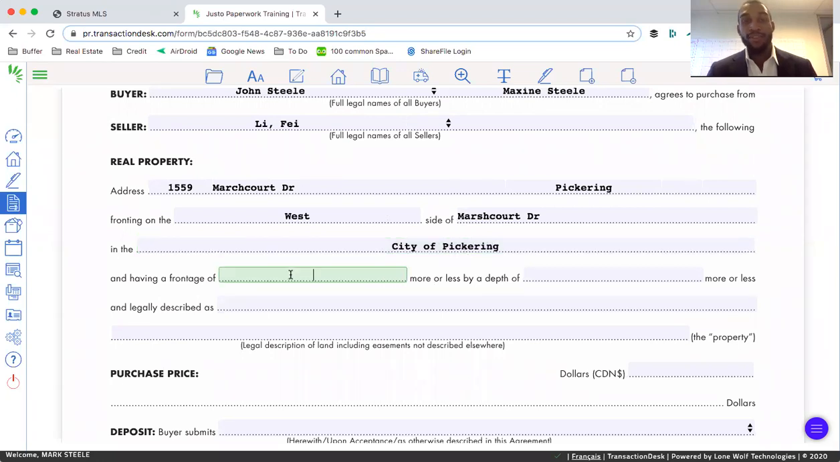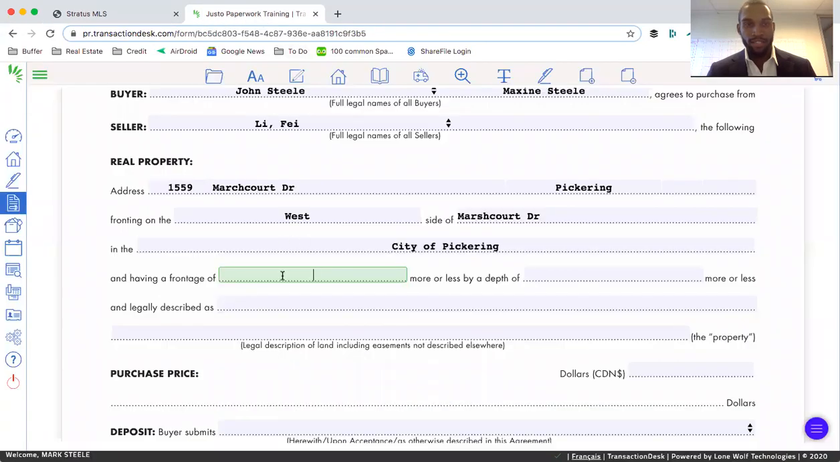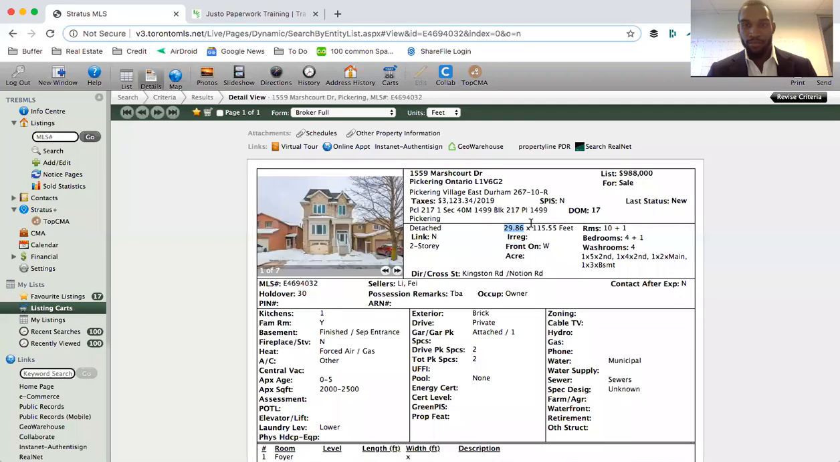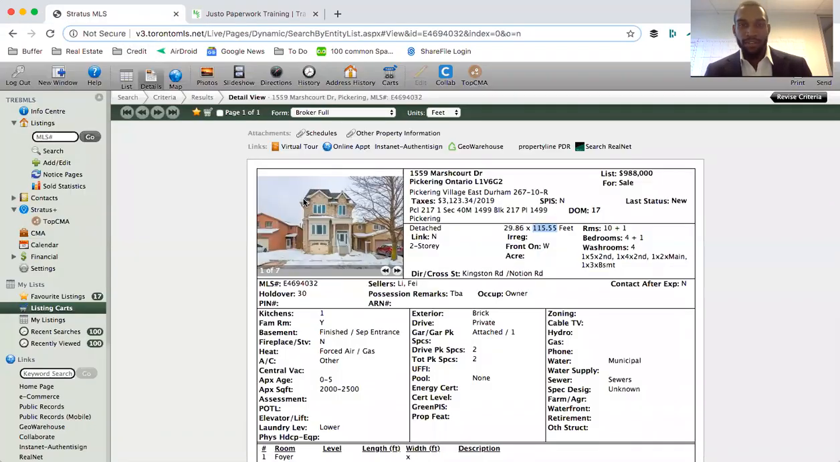When it says having a frontage of, you're going to find that right here. This is going to be your frontage, that first number, and this is going to be your depth. Okay. So frontage is 29.86 feet. And depth is going to be 115.55 feet. And legally described as, that's where they're looking for the legal description. Okay. Mm-hmm. The legal description, right here.